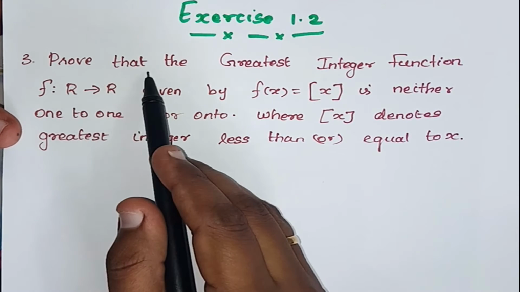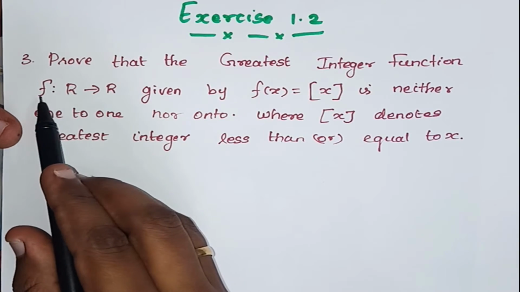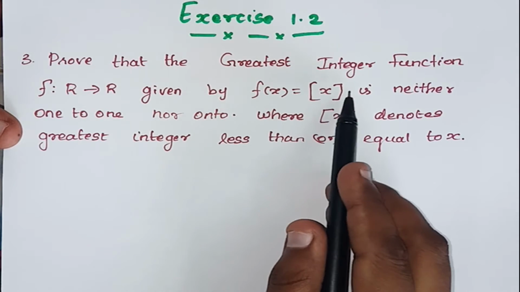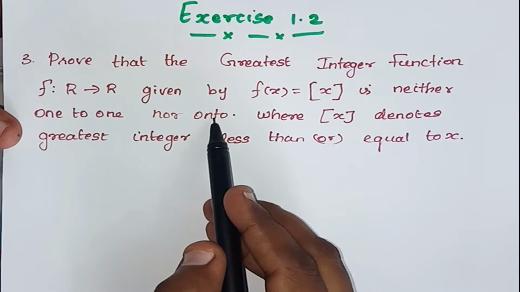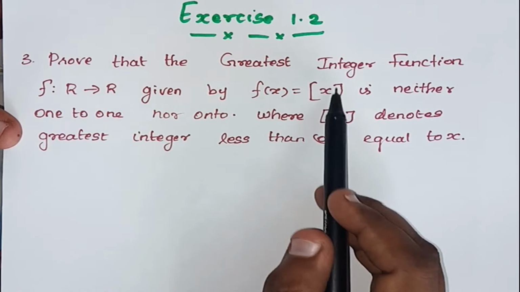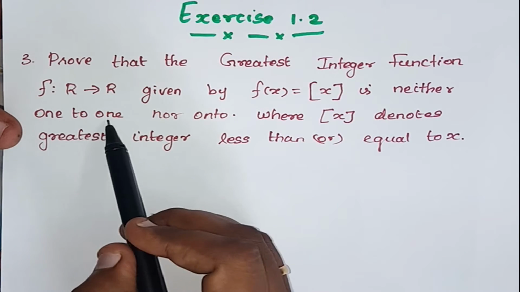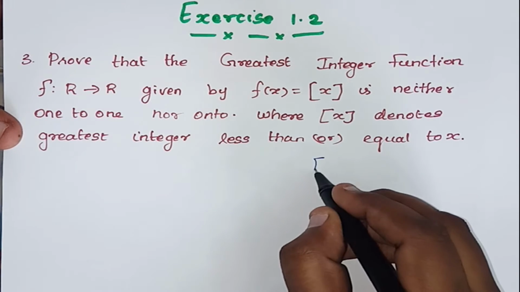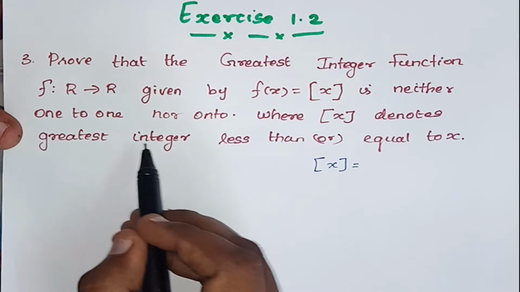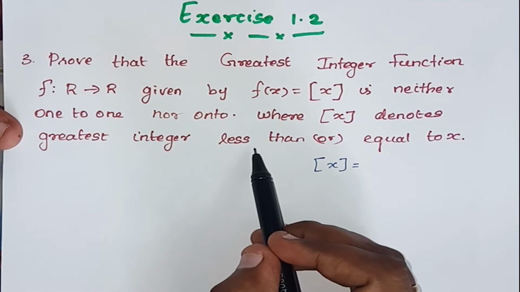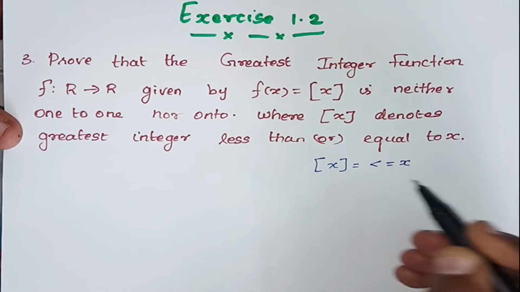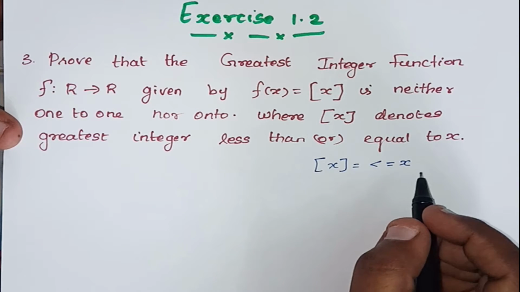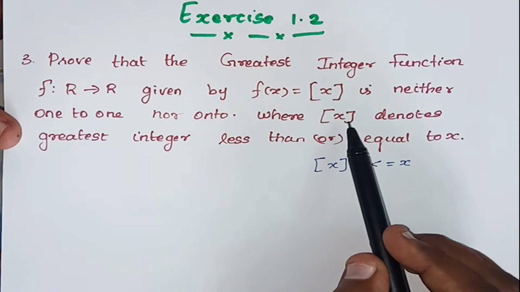The problem is: prove that the greatest integer function f: R → R given by f(x) = [x] is neither one-to-one nor onto. So we need to prove that this function is not a one-to-one function and not an onto function. What is meant by the square bracket of x? It denotes the integer less than or equal to x. So first we need to understand the concept behind this square bracket of x.